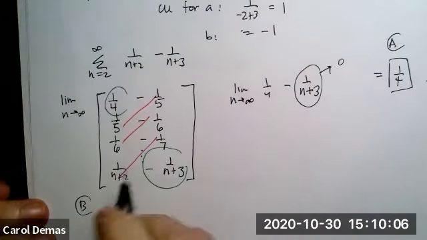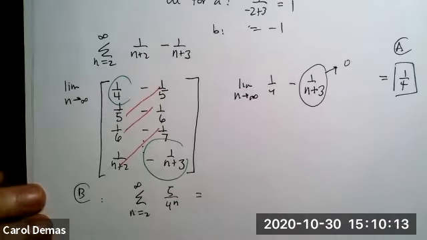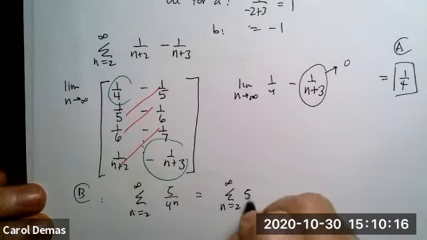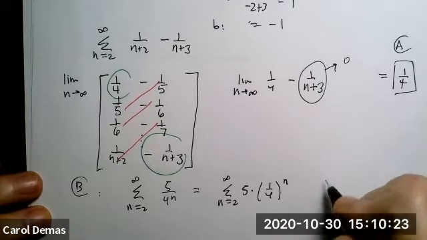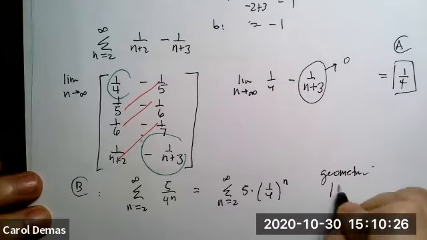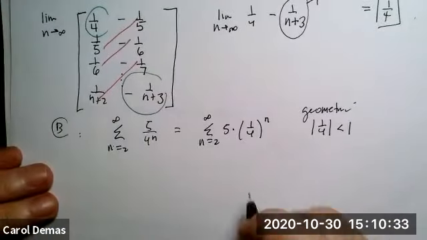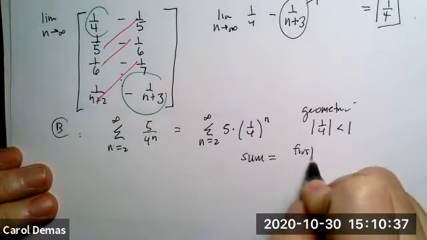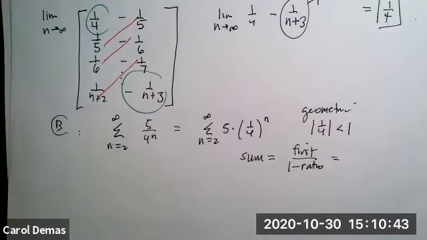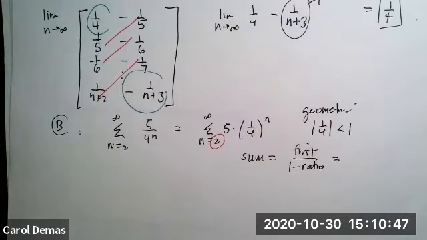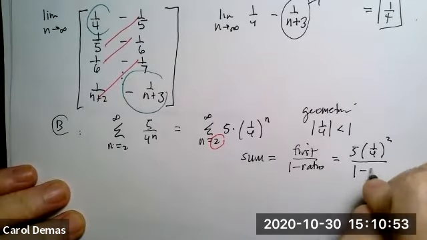So B, we have the sum from n equal 2 to infinity of 5 over 4 to the n. And I can write that as 5 times (1/4)^n. What kind of series is this? Geometric. And let's check the ratio. The absolute value of 1/4 is less than 1, so we know it's going to converge. And what's the formula for the sum? First term over 1 minus the ratio. And we need to be mindful of the starting index. I don't want anybody to miss this problem because they didn't use the right starting index. So that's going to be 5 times (1/4)^2 over 1 minus 1/4.